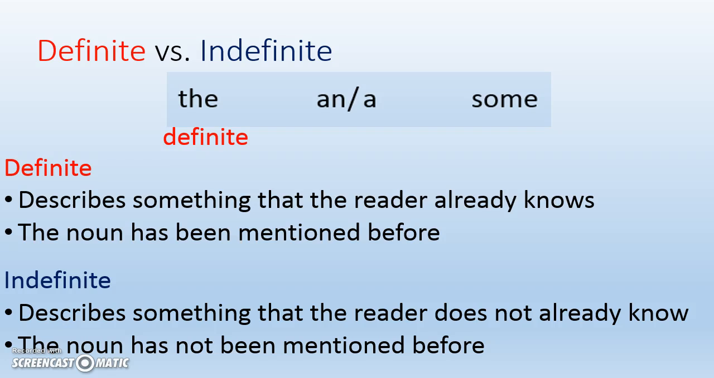Indefinite articles describe something that the reader does not already know. The noun has not been mentioned before. Indefinite articles can be general and broad. An, a, and some are all indefinite articles.